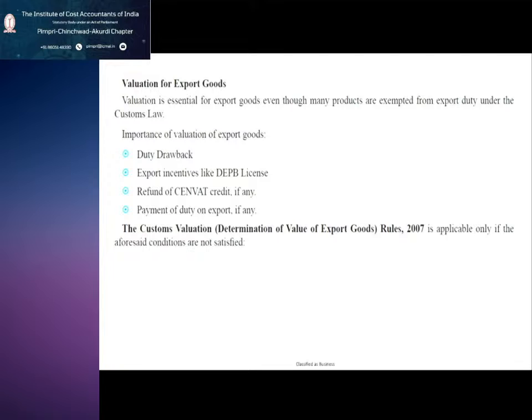Actually this refund of Cenvat credit was there prior. Now post GST we need to see for the GST terms only. Then payment of duty on export, if any. So these are the purposes for which we are going to do the valuation.